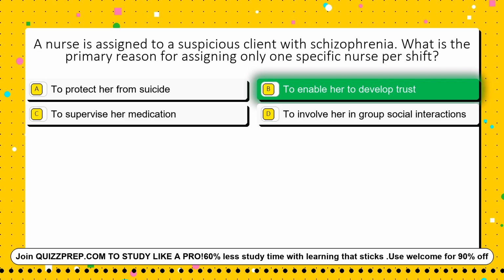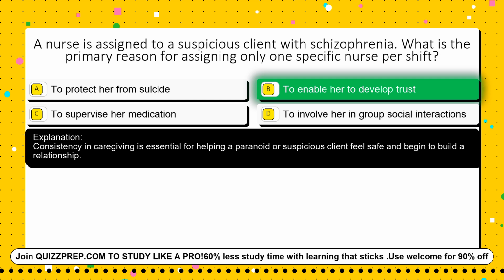The correct answer is option B. To enable her to develop trust. Consistency in caregiving is essential for helping a paranoid or suspicious client feel safe and begin to build a relationship.